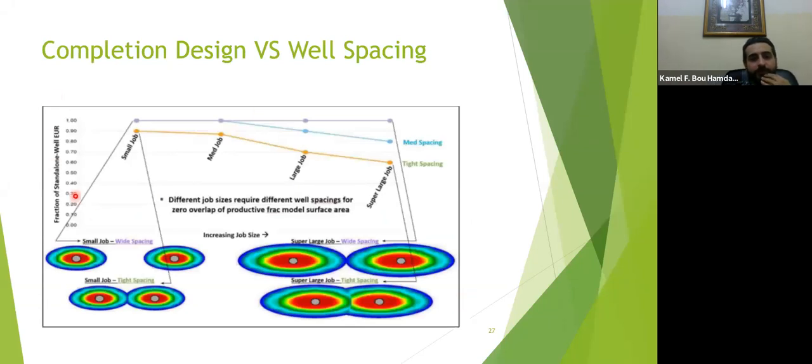So okay, here we have an image. The first one on the left, we have small jobs, or let's say small completion designs. You can say that we have lower amounts of proppants, lower amounts of fracturing fluids, and a lower number of clusters. So that's basically the small job. When we talk about the super large job, here we mean that we have many stages, many clusters, proppants, and so on.